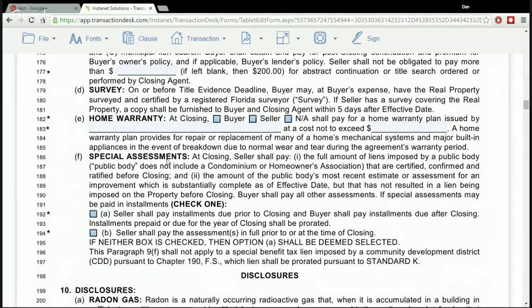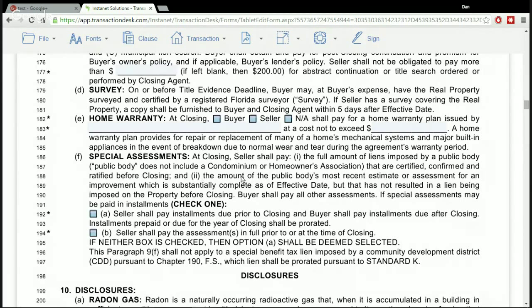Line F, special assessments. These are not relating to, and you can see in parentheses, not relating to condominium or HOA associations, who are the usual suspects when it comes to levying assessments. This paragraph is discussing basically municipal type assessments, something levied by a public body. So that'd be city, county, things like that, but not HOA. So this doesn't have anything to do with HOA special assessments or condominium special assessments. So very important to remember that.